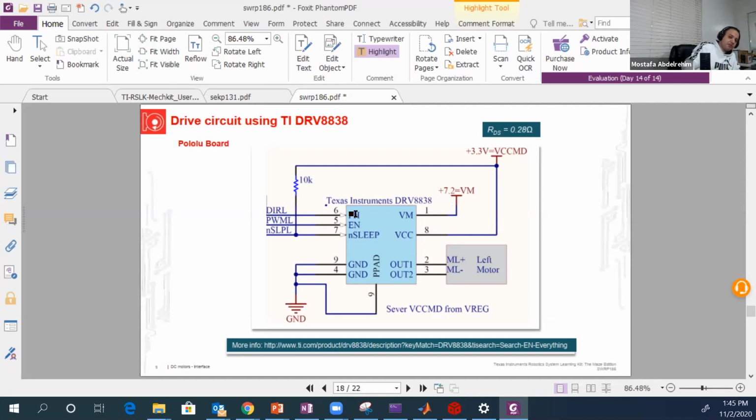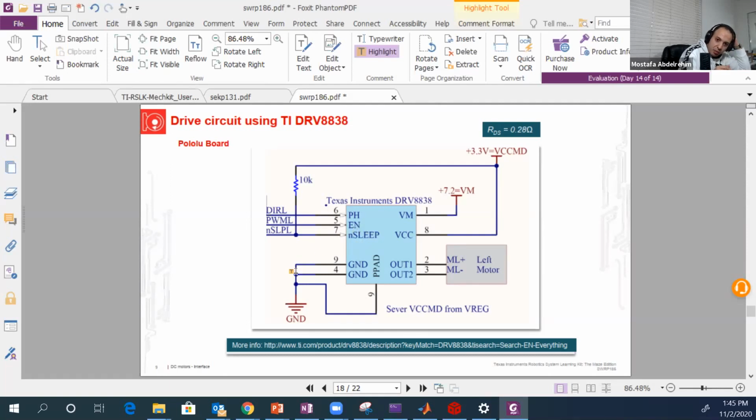Phase, it's called the phase pin. So if you put one, it will go backward. If you put zero, it will go forward. It's negative logic. So this is the function of pin 6.